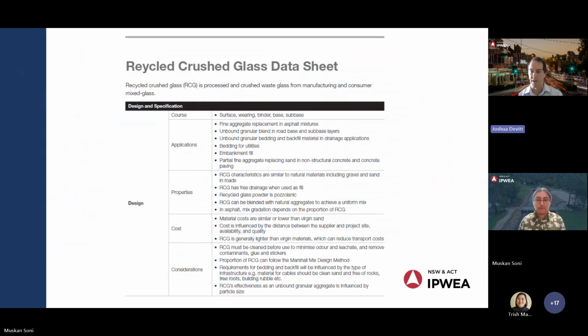So this is just showing this particular data sheet in a bit more detail. You can see here, the first section is the design and spec. It gives you a bit of an overview of where you would potentially apply it, which courses it would be used in, potential applications of it, broad properties, costs, and some of the considerations from a design perspective.